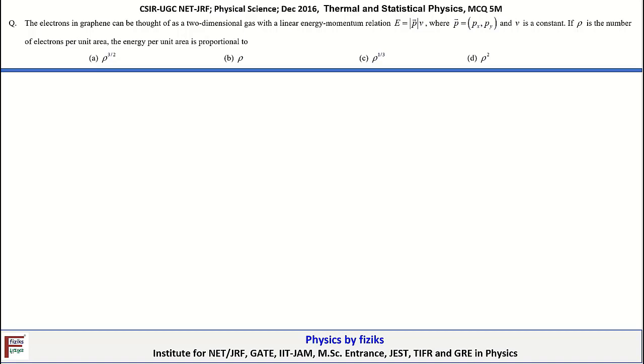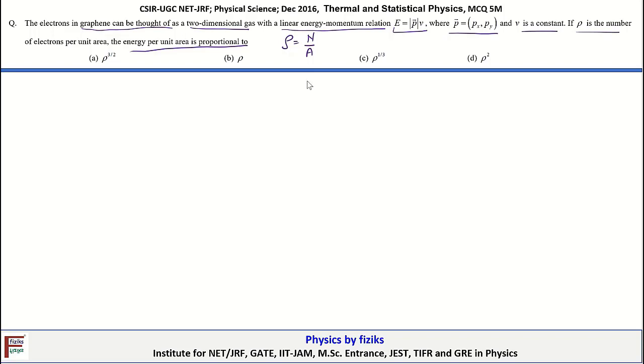So let's continue with the next problem. The statement is: the electrons in graphene can be thought of as a two-dimensional gas with a linear energy-momentum relationship, which is given like this: E is equal to PV, where P is a function of Px and Py, because we are talking about a two-dimensional system here, and V is a constant. If rho is the number of electrons per unit area, the energy per unit area is proportional to what? So we have to find the dependence of the energy on the number density. Okay, so let's see how we can handle this problem.